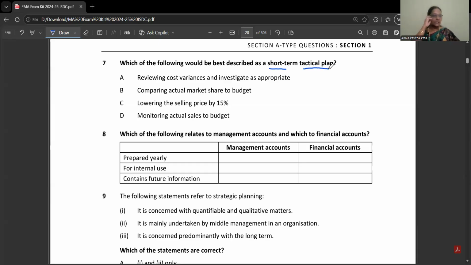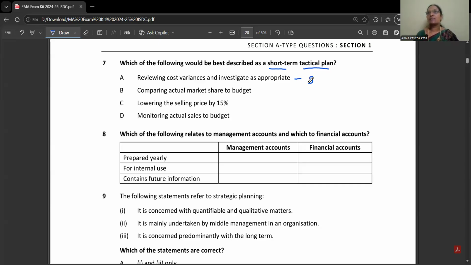Okay, so there are four options that are given. Out of these four options, reviewing cost variance and investigate as appropriate, comparing actual market share to budget, lowering the selling price by 15%, monitoring actual sales to budget. See, we see that A, B, and D go in one tone. It talks about a comparison of actual cost with the budgeted cost, and any variances are investigated as appropriate. This kind of work is taken up at the strategic level, not at the tactical level.